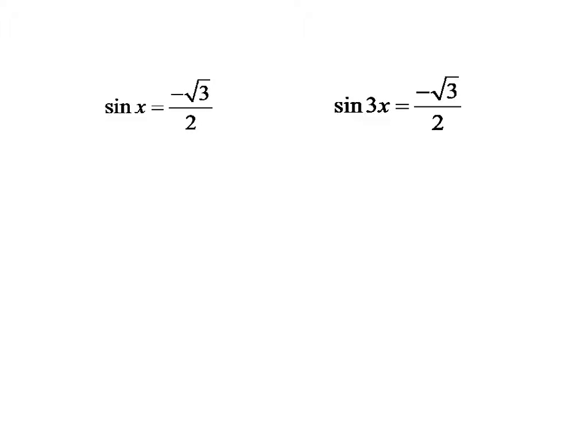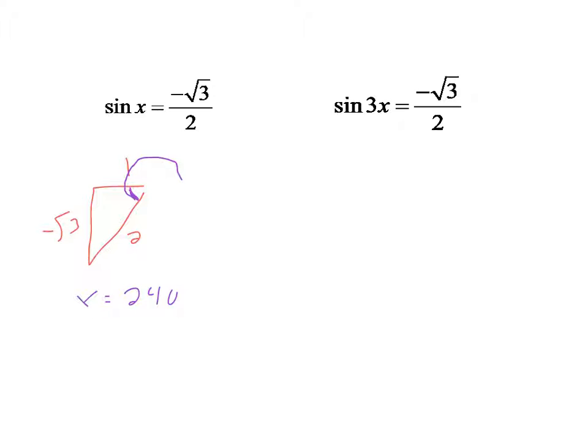Sine x equals root 3 over 2 is 60. So, again, if I draw a third quadrant triangle, this is going to be negative root 3, this is 2, and this is 1. So this angle right here is going to be 180 plus 60. This angle right here is 240, so x equals 240.